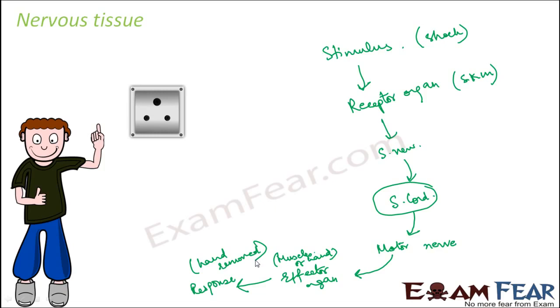Okay, so with this, I'll end my discussion on animal tissues. So we have discussed all the 4 types of tissues at length, and I'm sure that you have got a fair understanding of epithelial, connective, muscular and nervous tissue.